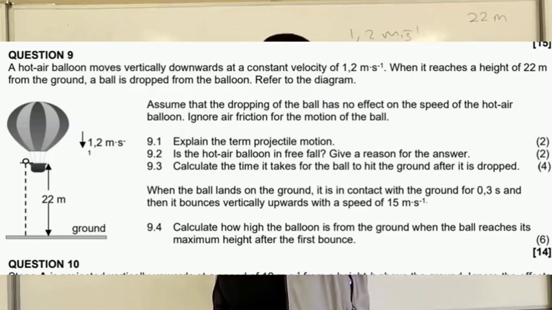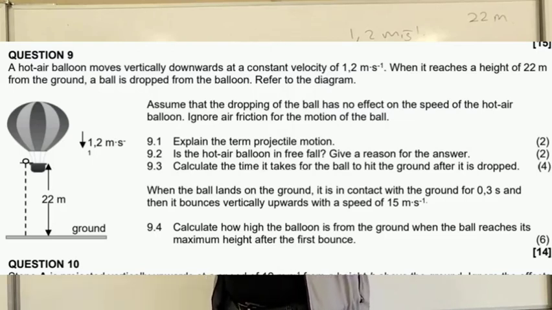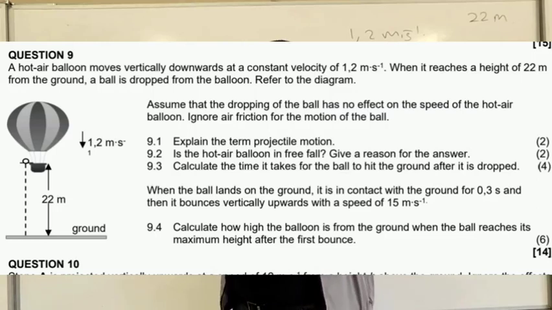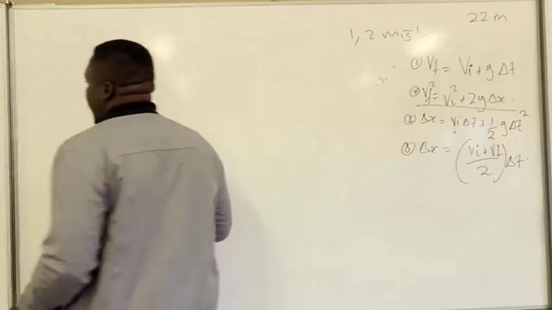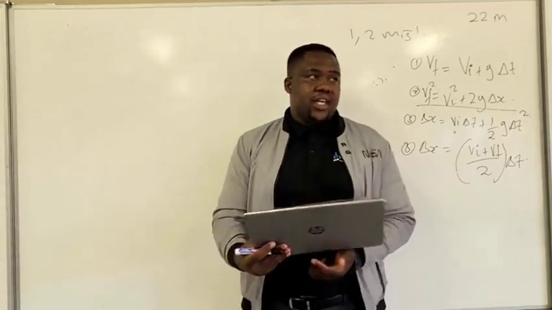A hot air balloon moves vertically down at a constant velocity of 1.2 meters per second. When it reaches a height of 22 meters from the ground, a ball is dropped from the balloon. Refer to the diagram. Assume that the dropping of the ball has no effect on the speed of the hot air balloon. Ignore the air friction for the motion of the ball. Okay, let us start. Explain the term projectile. I will not write it, I will just say it. You can read it for yourself.